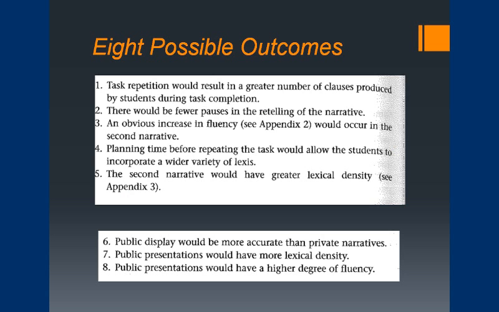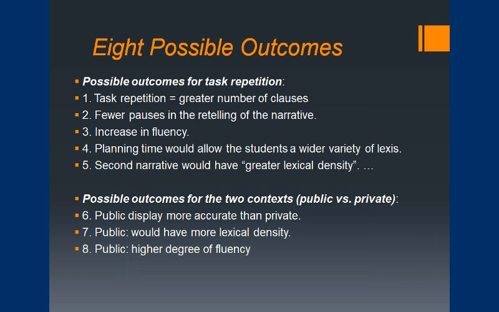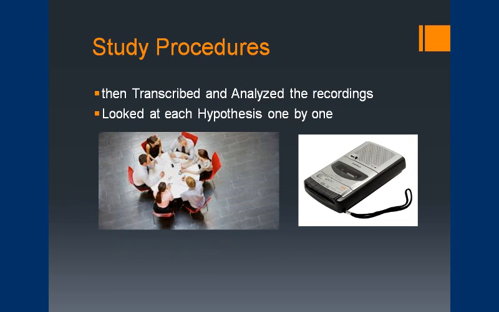So Essig had 8 possible outcomes. These were his hypotheses for the study. And the first 5 hypotheses were just talking about task repetition. And then 6, 7, and 8 are about the comparisons between the 2 groups, Group A and Group B. And to test these hypotheses, he tape recorded his classrooms, and then he looked at each of these hypotheses one by one.